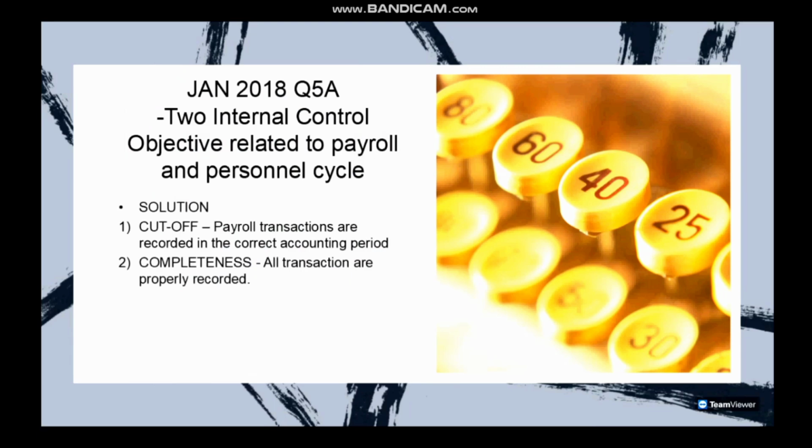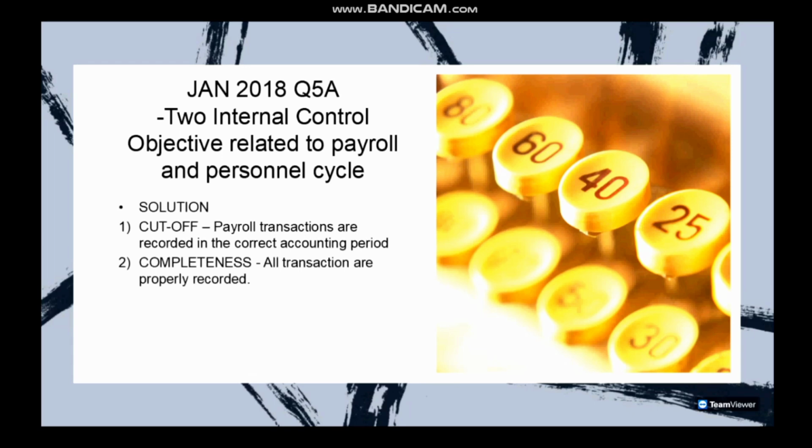In January 2018, question 5A, they ask about two internal control objectives related to the payroll and personnel cycle. The first internal control objective is cut-off. Payroll transactions are recorded in the correct accounting period.